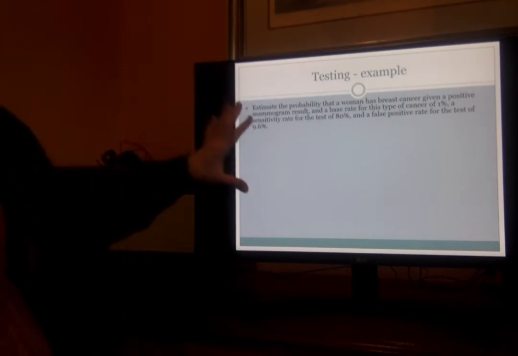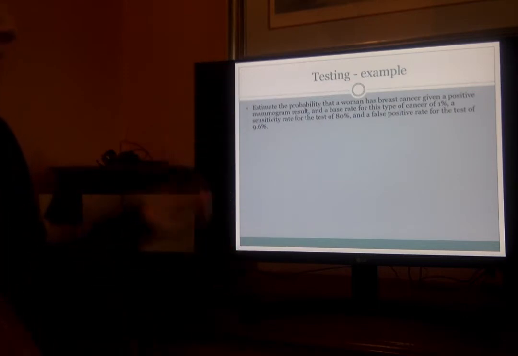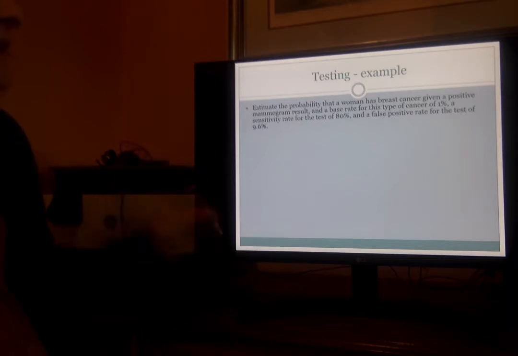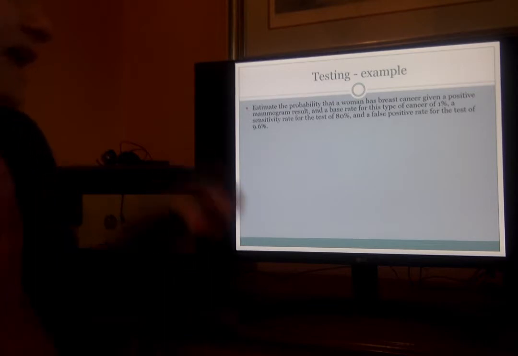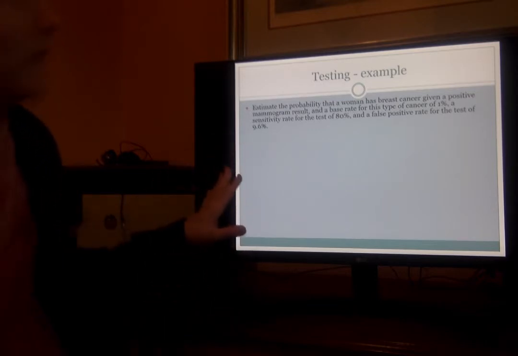Okay, so again, this is just an example. Estimate the probability that a woman has breast cancer given a positive mammogram result and a base rate for this type of cancer of 1%, a sensitivity rate for the test of 80%, and a false positive rate for the test of 9.6%. Okay, so we're going to review what all those things mean.